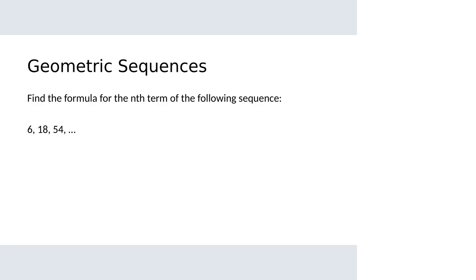Up next, you probably saw this coming. Find the formula for the nth term for the following sequence. Just as a reminder, the formula for the nth term is a times r raised to the n minus 1 power. I want to give you a second to try to write the formula for the nth term for this sequence.